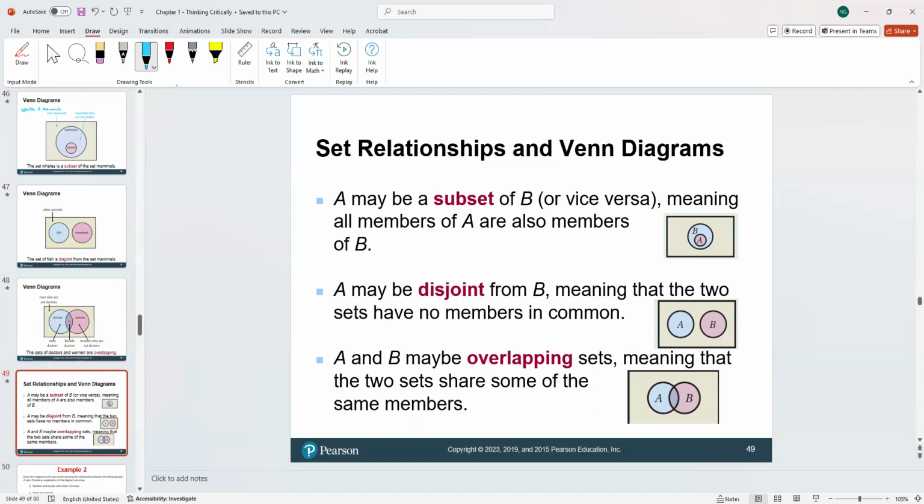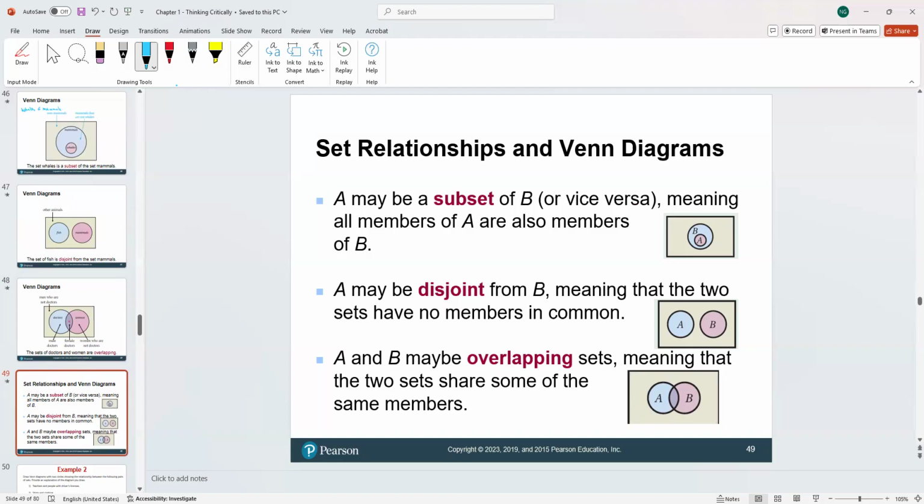That's the first step. And let's say A may be disjoint from B, which we just covered, meaning that the two sets have no common elements. So the Venn diagram for this case consists of separate circles that do not touch. These two circles have no overlap.